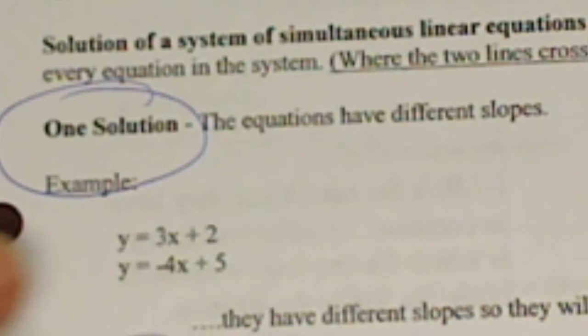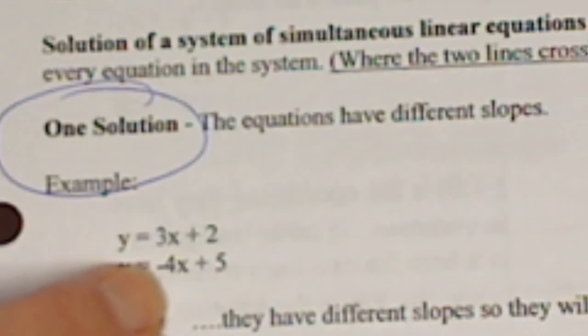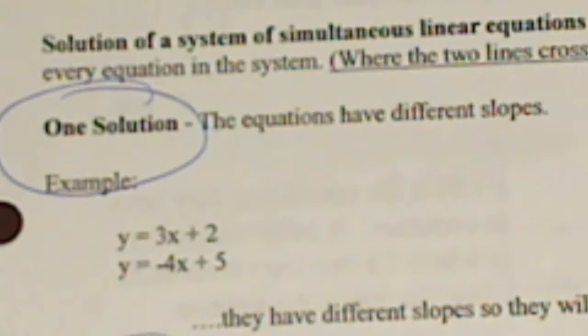Like these two examples here, we have positive 3 and negative 4. So these have different slopes, so there'll be one solution. In other words, there'll be one point that they cross at.